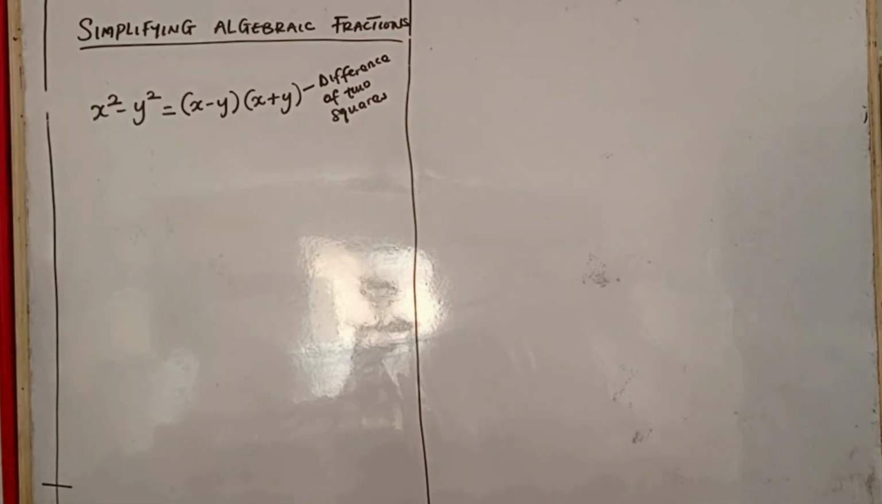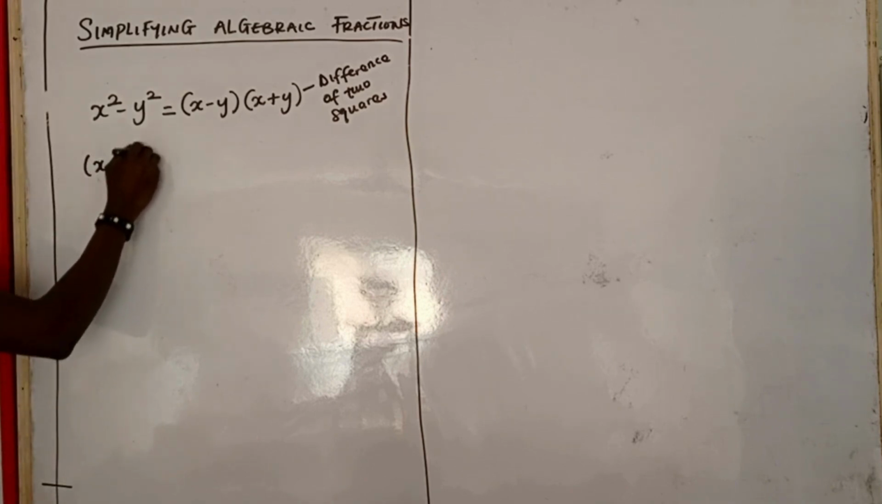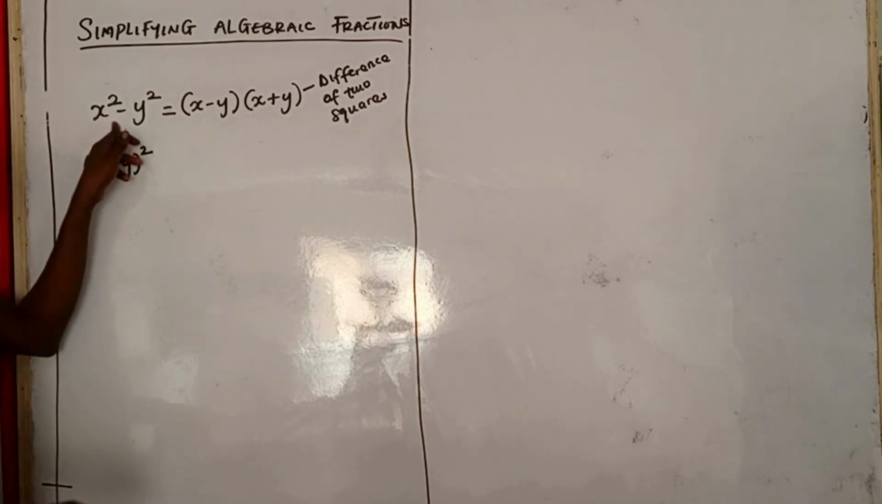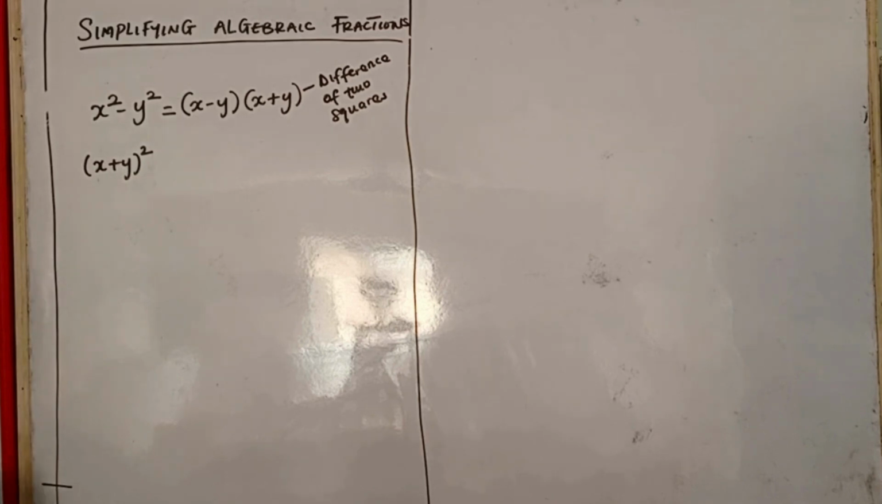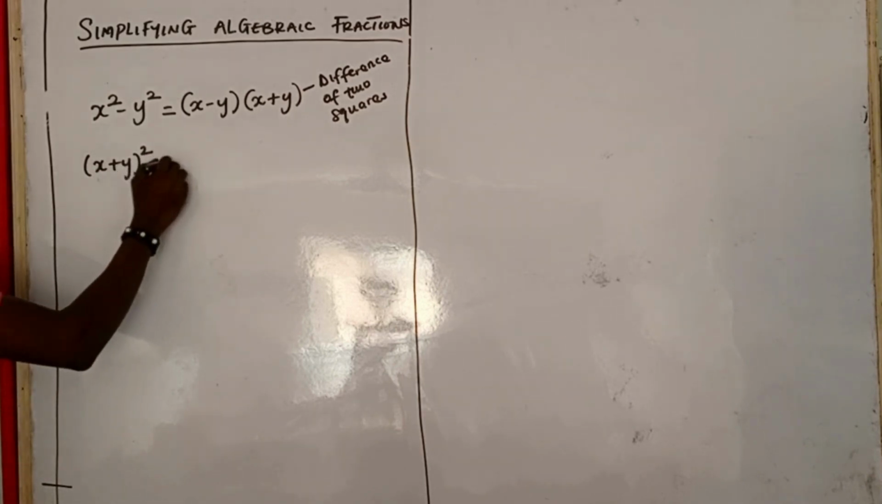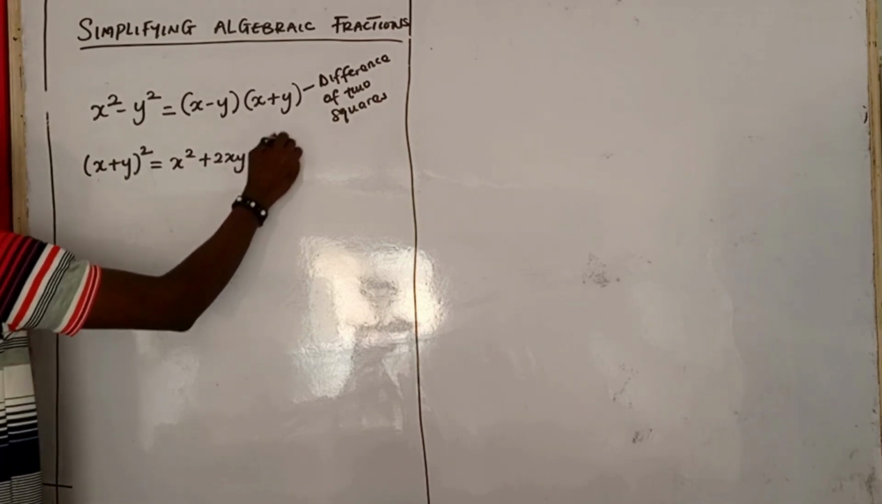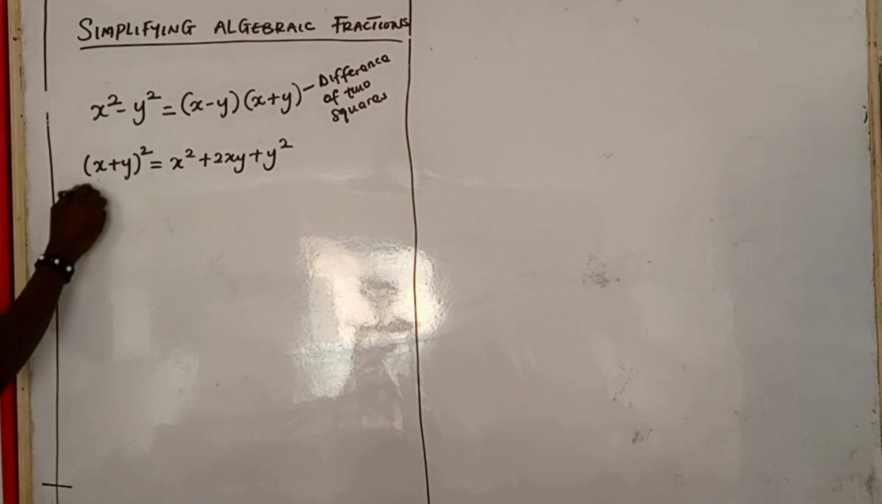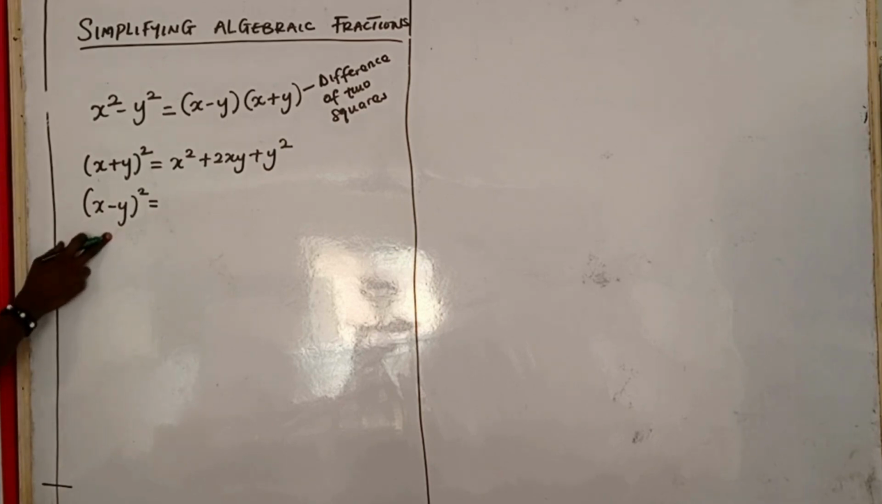Then the second aspect is the aspect of a perfect square. For example, when you have an expression x plus y all squared, it is not the same as this. What this simply means is that this is a perfect square. So if you are to expand this, you are going to get x squared plus 2xy plus y squared. Likewise, if you have x minus y all squared, this is not a difference of two squares. This is also a perfect square.